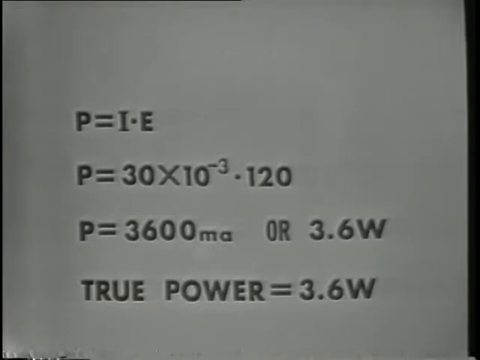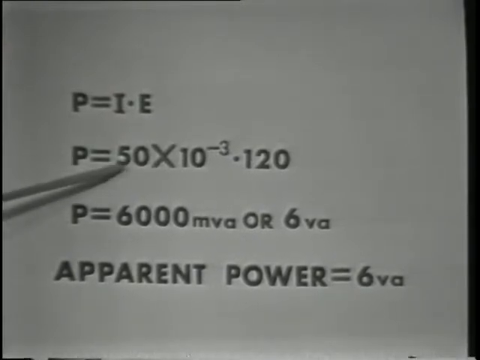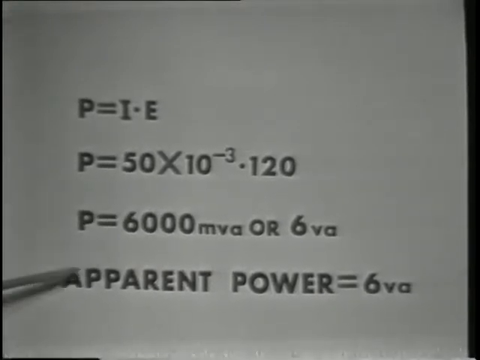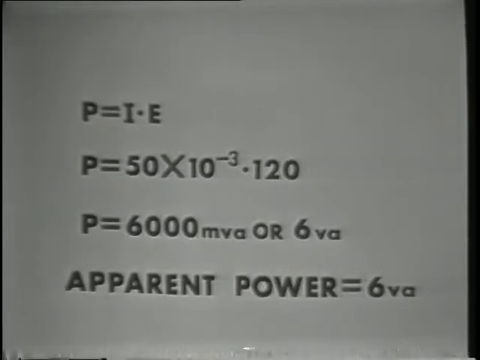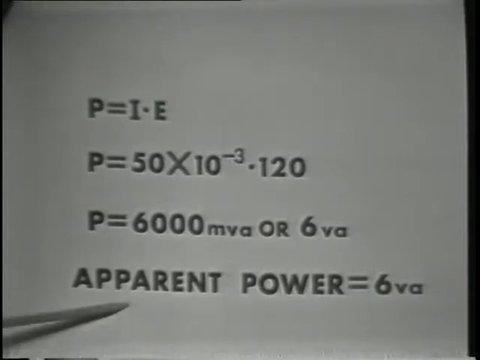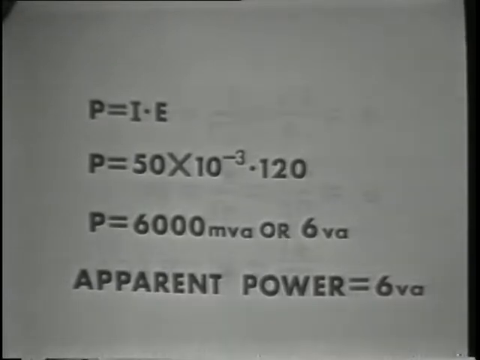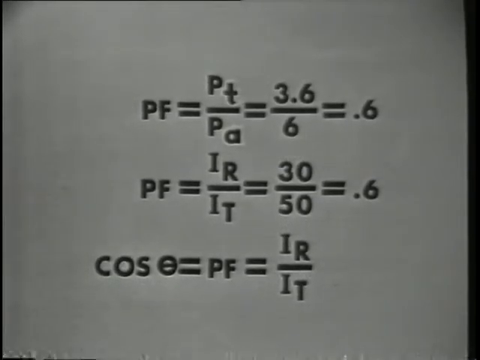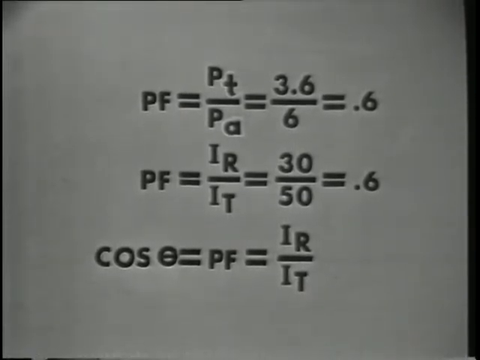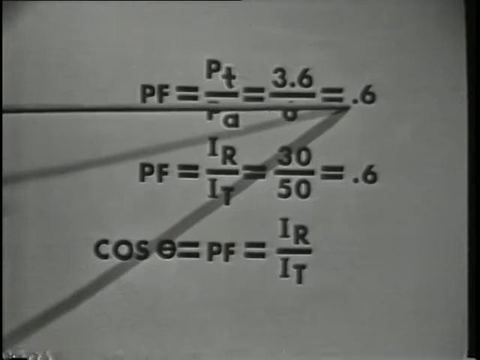However, if we apply the power formula to the entire circuit, we find that since we must use total current, or 50 milliamps, and EA, of course, is 120 volts, then the circuit apparently uses 6 volt amperes. And you recall that apparent power is measured in volt amperes rather than watts, because all of this power is not dissipated as heat. Now, the ratio of true power to apparent power is the power factor. And stated mathematically, power factor equals true power over apparent power, or 3.6 over 6 equals 0.6. The power factor for our circuit is 0.6.